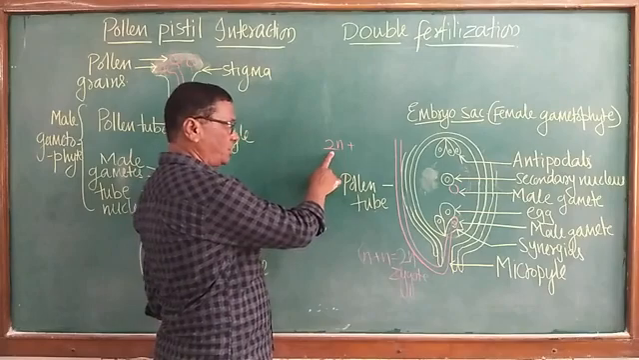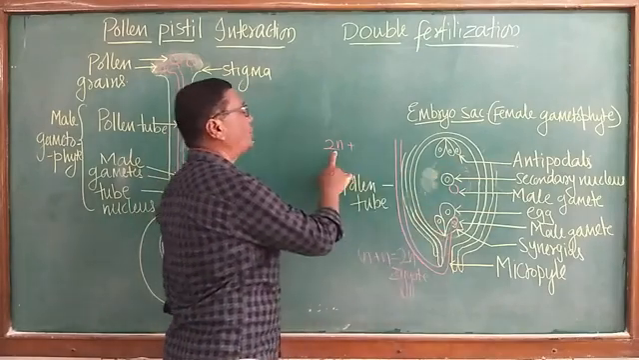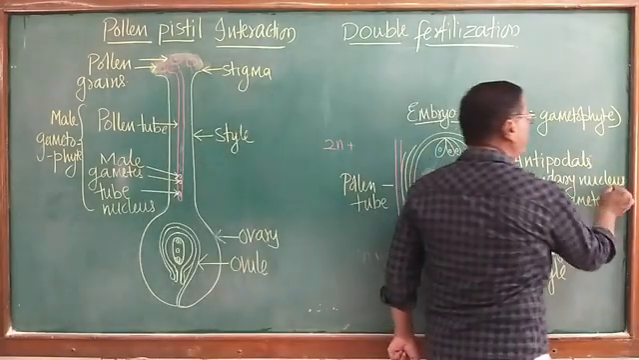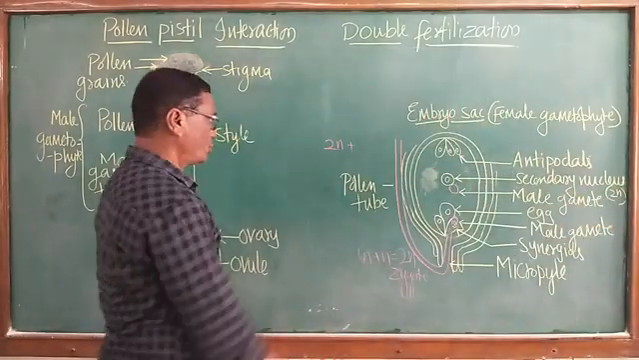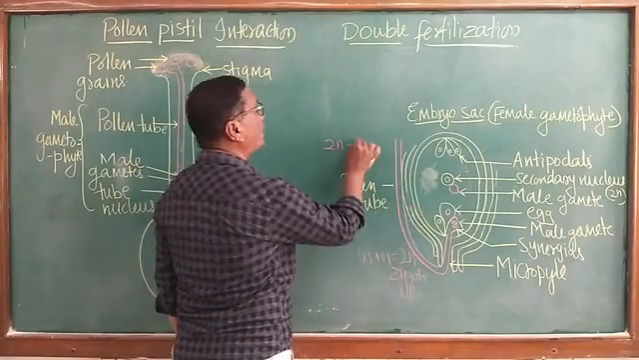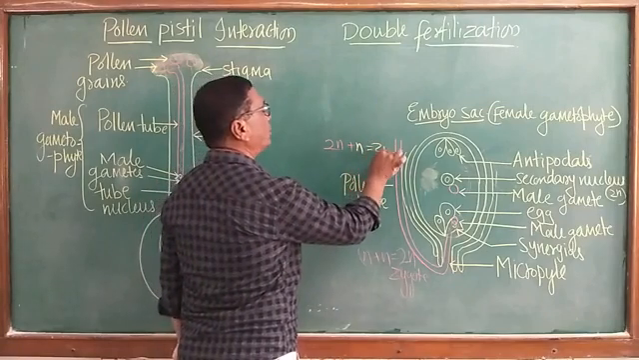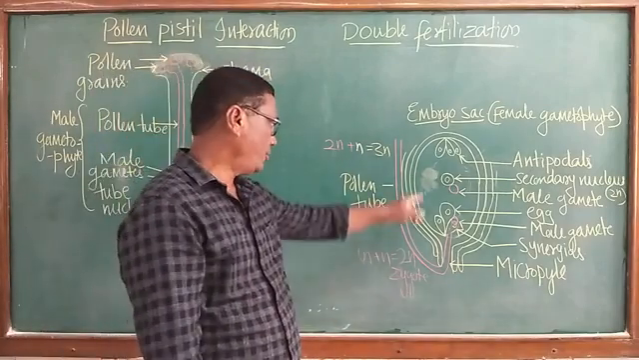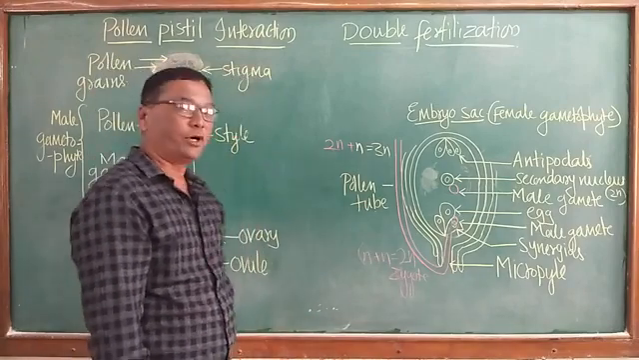The secondary nucleus is the only structure in the embryo sac, or in the female gametophyte, which is diploid. This secondary nucleus is diploid. All the other structures are haploid. So this 2N of the secondary nucleus, with the male gamete N, forms 3N, which we also call triple fusion or primary endosperm nucleus.